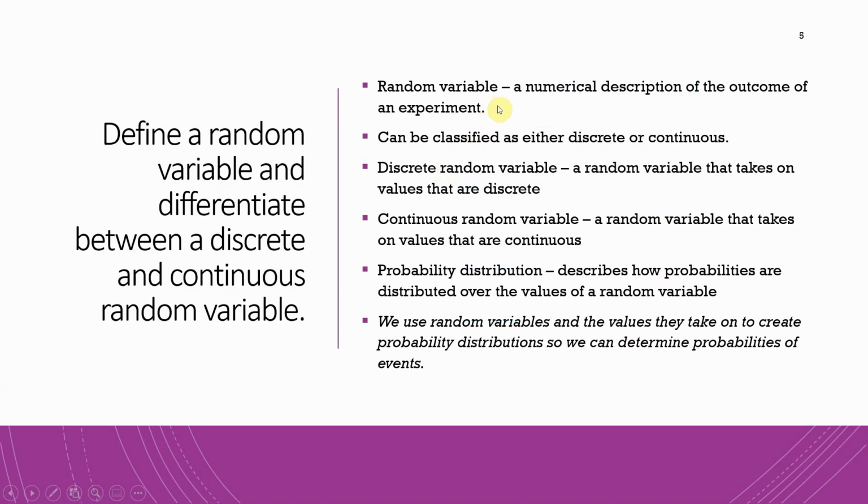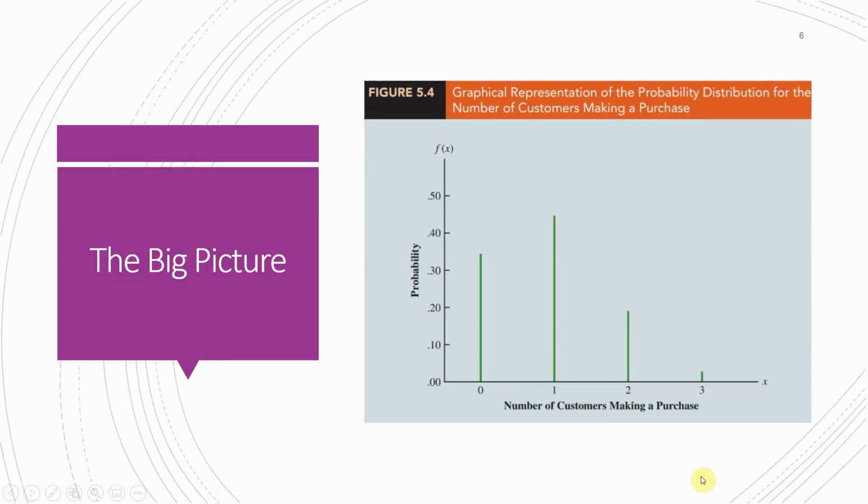A random variable is a numerical description of the outcome of an experiment. That's a little bit confusing, but like I said, an example is going to make better sense of it. And then a probability distribution, what are they? They describe how probabilities are distributed over the values of a random variable. Again, probably not making too much sense, but we're going to get there, don't worry. We use random variables and the values they take on to create probability distributions so that we can determine probabilities of events. Let's look at a picture to make sense of this.